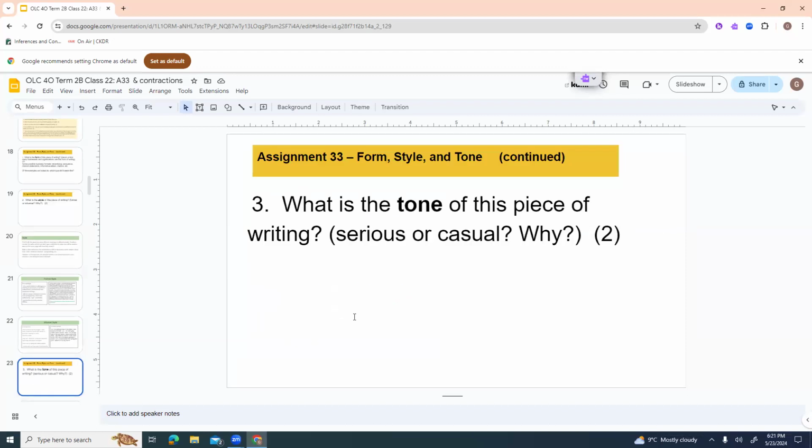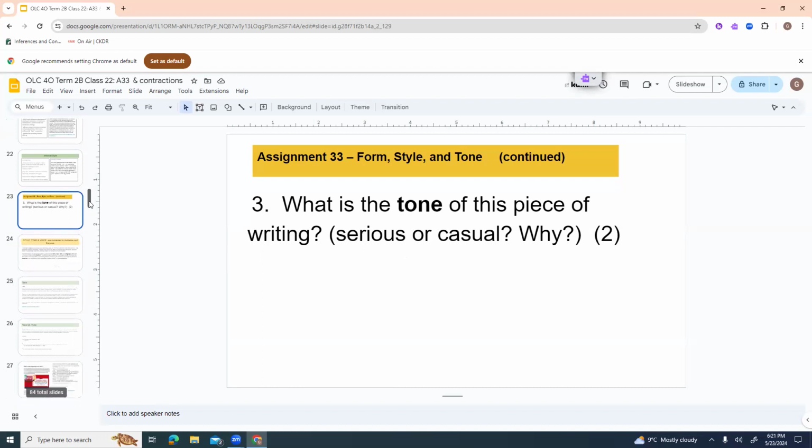Okay. Number 3, what is the tone of this piece? Serious or casual, and why? Again, it's another one. I don't like how they phrase this, but let's talk about tone.